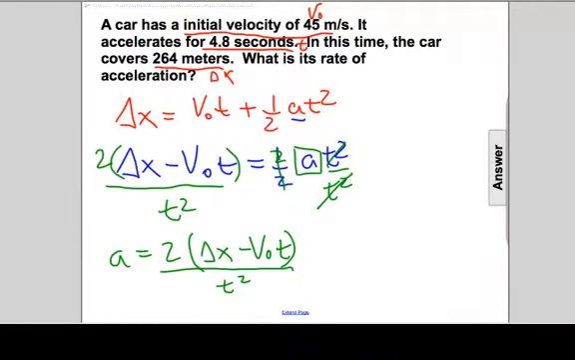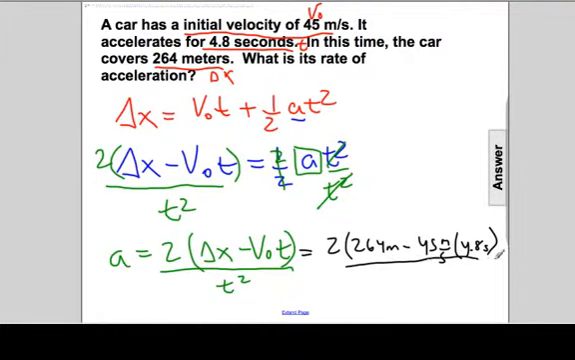So now that we've shown that the units work, we'll just get rid of that, and we can go back and sub in our values, and that's going to be 2 times the displacement, 264 meters, minus the initial speed, 45 meters per second, times the time, 4.8 seconds, the whole thing divided by the square of the time, 4.8 seconds, quantity squared.